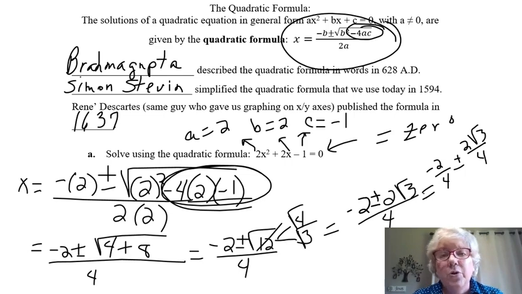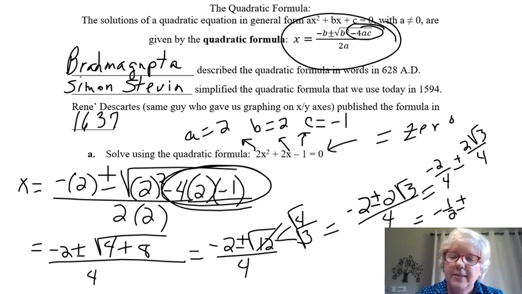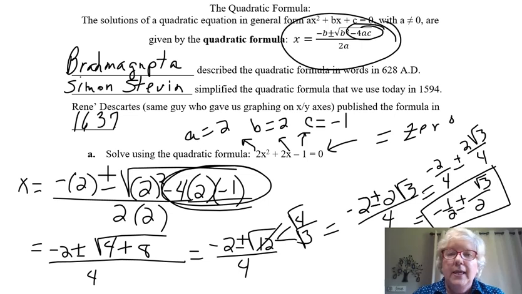Now what is 2 over 4? It's 1/2. Whew, final answer. -1/2 plus or minus 1/2 again and square root of 3. Now over here at the end, you don't have to put that 1 with that square root of 3. You could just let that be understood. But this would give you your two solutions. Aren't you glad we have a formula?